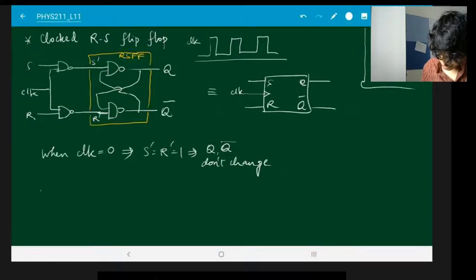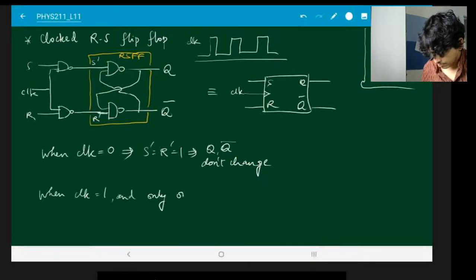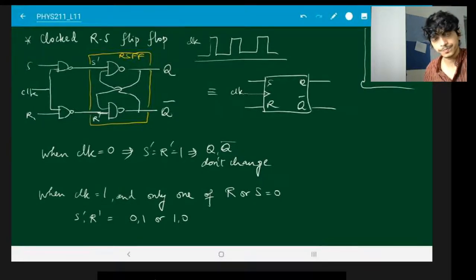But when clock equals 1, and only one of R or S is 0, then you see the S prime and R prime state will either be 0 1 or 1 0, depending on whether R or S was 0. So then this is the set or the reset condition. Accordingly, Q and Q bar will either become 0 1 or 1 0.